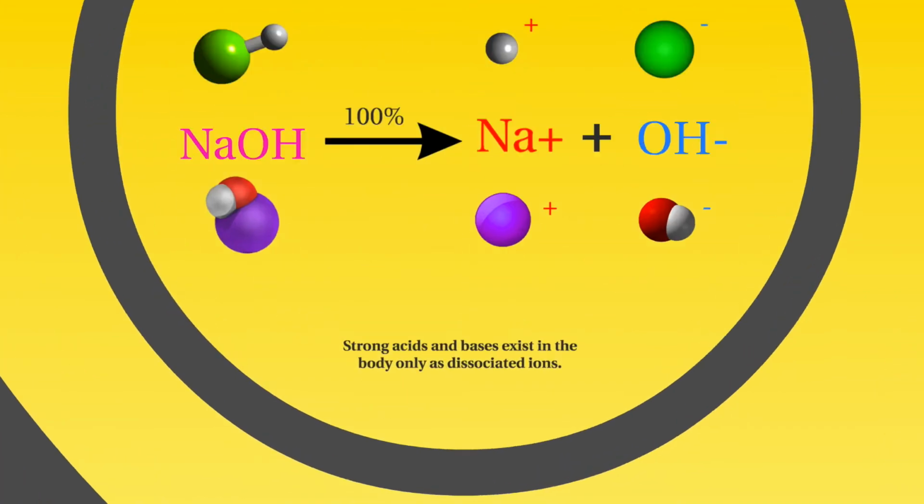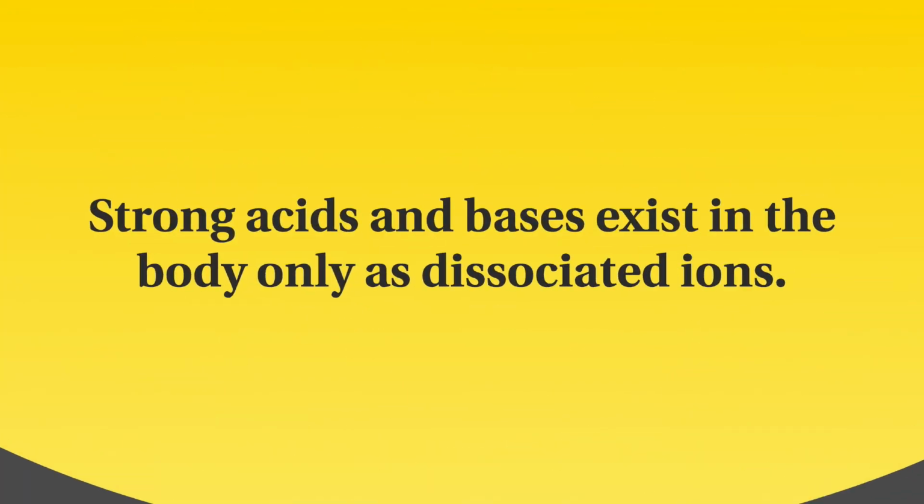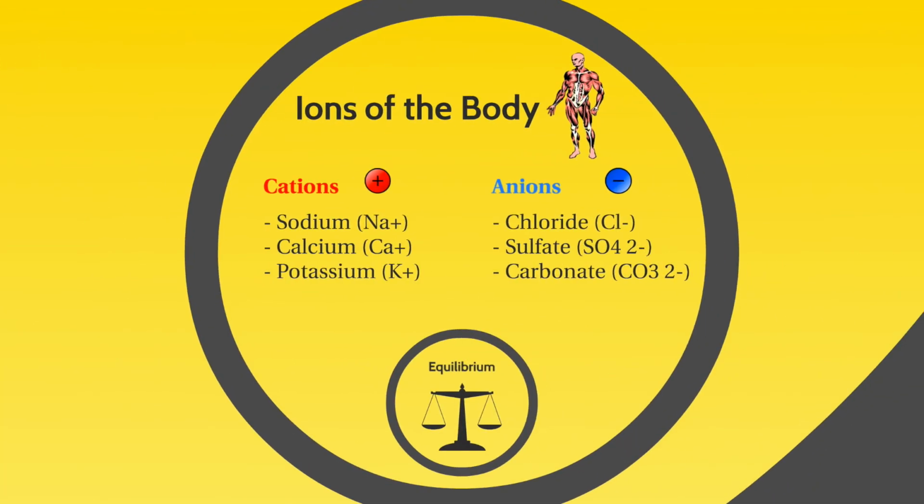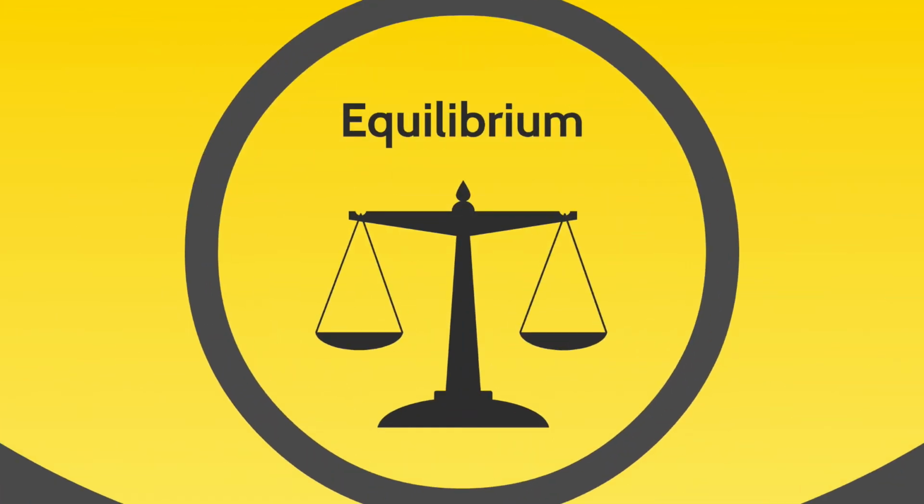With that said, strong acids and bases exist in the body, however only as dissociated ions. If they were to remain in our bodies as undissociated acids or bases, that would lead to serious physiological consequences. A few common ions that exist in our bodies are sodium, potassium, and calcium, which are cations due to their positive charge, and sulfate, carbonate, and chloride, which are anions due to their negative charge. These ions are crucial for proper bodily functions and must constantly be regulated to maintain an optimum concentration.